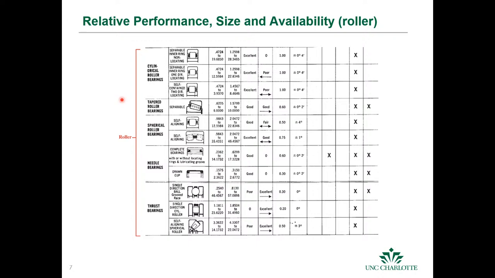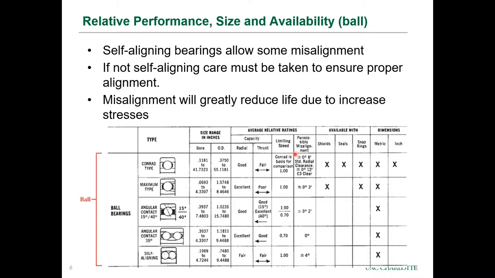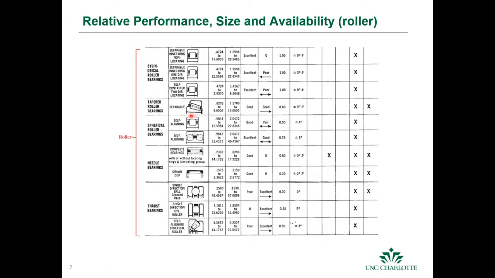Okay, this is the same graph except for the roller bearings and the differences in the different designs. You can use this as a starting point if you know you have certain types of loads and some speed requirements. You can compare the baseline speed to this Conrad type, and you can see what the bearing is good for. Obviously, these are thrust bearings, so you would expect them to be excellent in thrust.